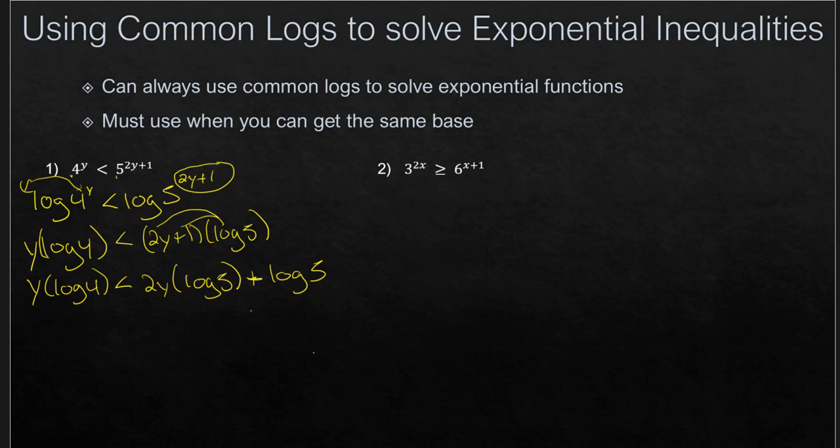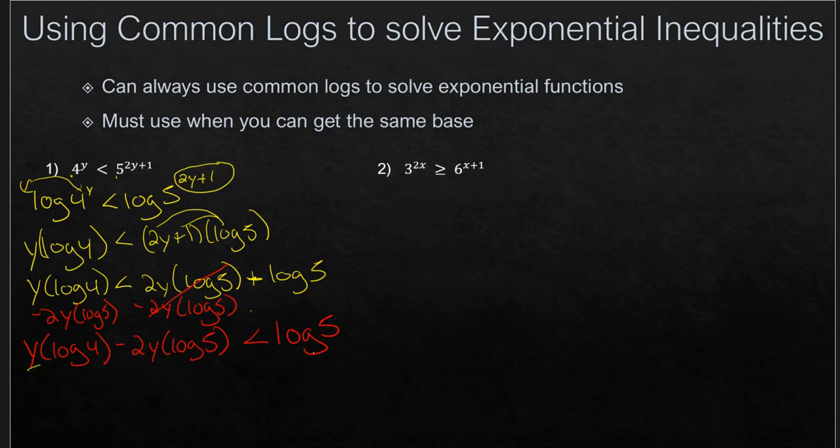All right, so now, again, the reason for me distributing like that is I want my y's on the same side of the inequality. So now I'm going to do a minus 2y log of 5 from both sides. Looks crazy, but it's just like subtracting 2x or whatever. So it's going to be y log 4 minus 2y log 5 is less than log of 5.